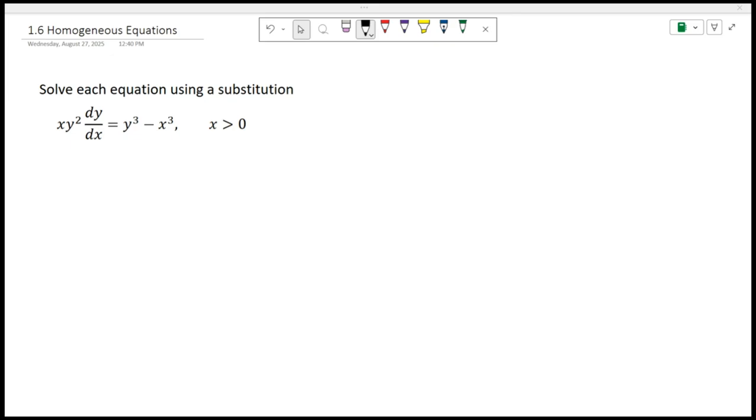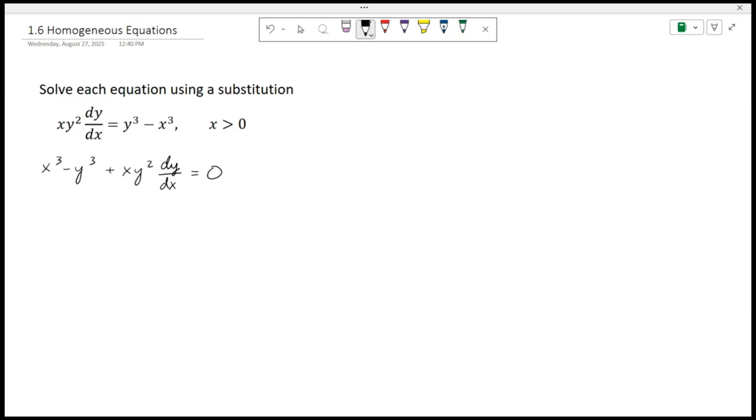Okay, so the first thing I'm going to do is subtract over everything that's on the right side. So I'm going to have negative, actually here, we'll put the x first. So we'll have x cubed minus y cubed plus xy squared dy/dx equals 0. So now it's homogeneous in the sense that I have a 0 on the right side of the equation.